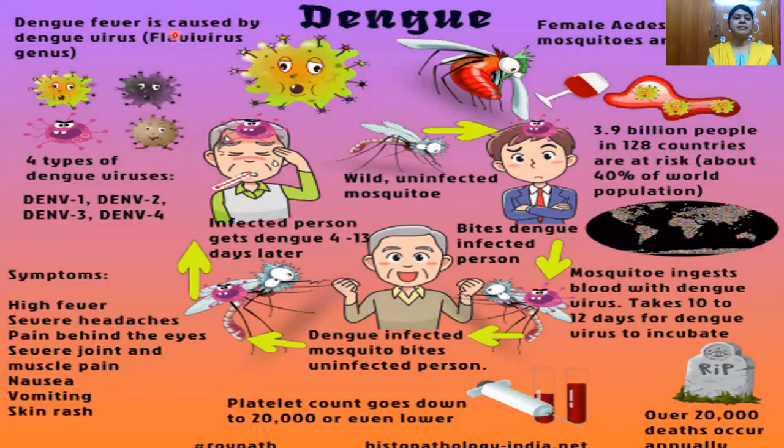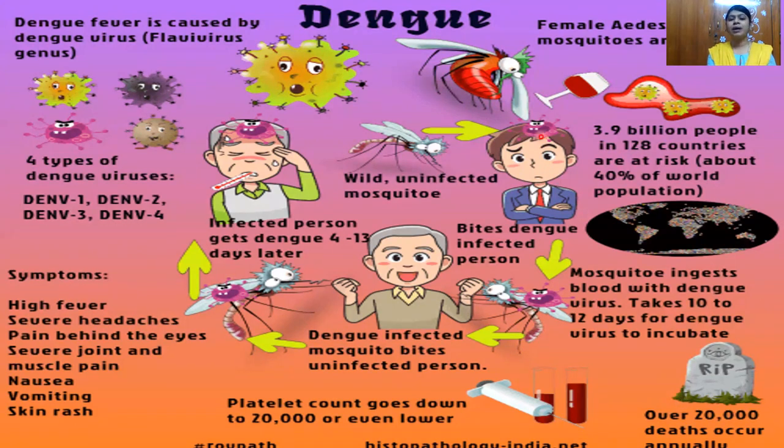Dengue fever is usually caused by the dengue virus, which belongs to the flavivirus genus, and is transmitted by the bite of Aedes aegypti mosquitoes, which are the carriers. A lot of people die because of this infection. About 3.9 billion people are affected globally, and over 20,000 deaths are observed annually.